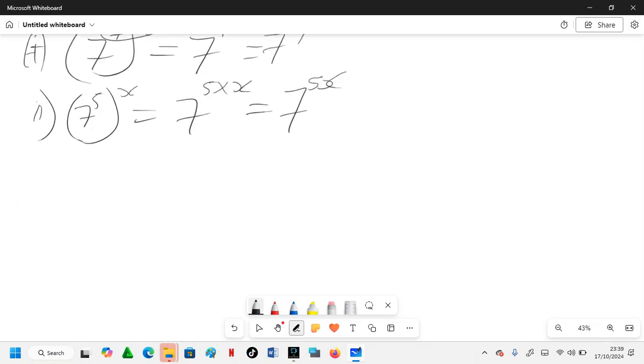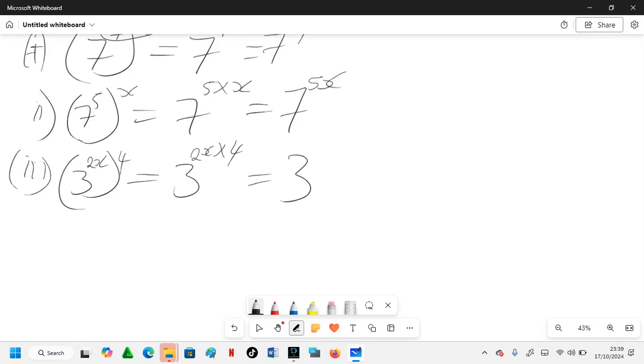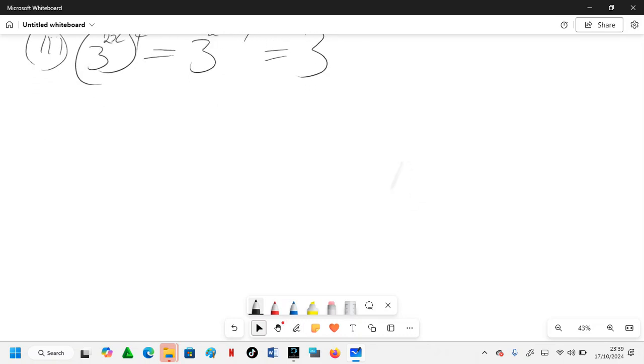So we are basically just multiplying the powers, right? When we have two powers, we multiply them. 3 to power 2x, and then again to power 4 is going to be 3 to power 2x times 4, which is 3 to power 8x, right? It's as simple as that.